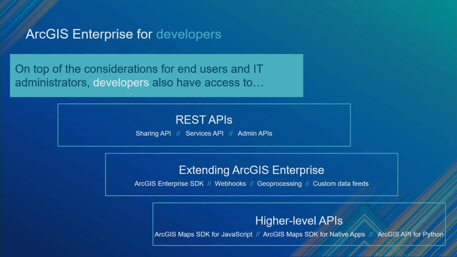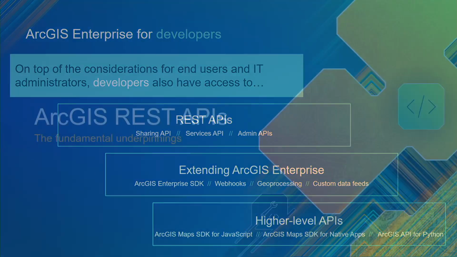You can extend the existing capabilities of ArcGIS Enterprise, building on what comes out of the box using the ArcGIS Enterprise SDK. And then we'll talk about our higher level APIs, again, that we can use for building our own custom applications and scripting and automating some of our work. So with that, Justin, you want to talk to us about the REST APIs here?